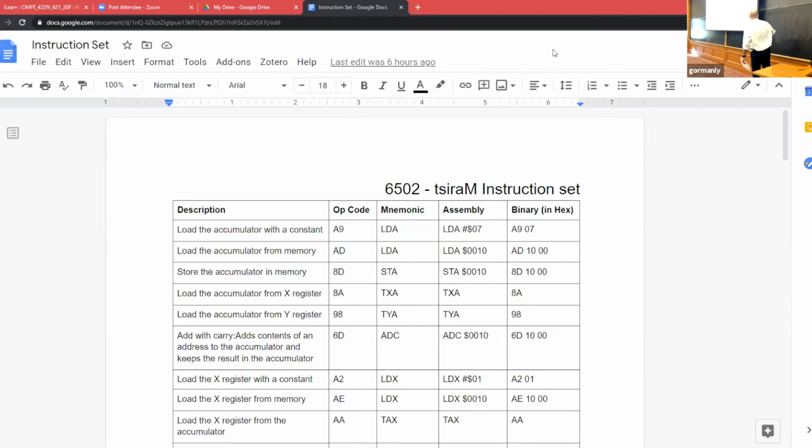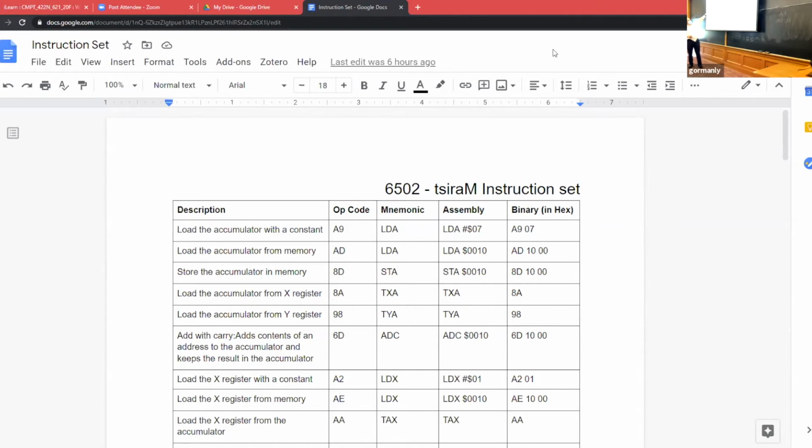So I have A9, right? All that means, remember, is that an A in binary is 1010, and a 9 is 1001. So those are the actual bits that would be stored in memory or put into the instruction register or dealt with in some way, right? So that's all A9 signifies. It's just an easier way for us humans to remember what's going on than looking at that string of bits, right? The mnemonic is easier still.